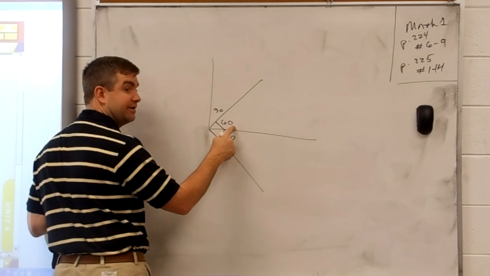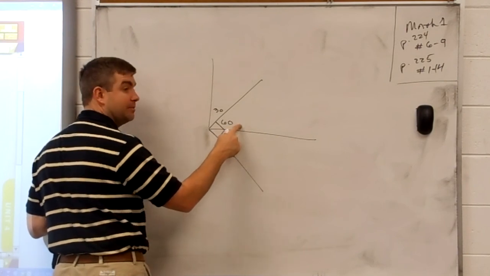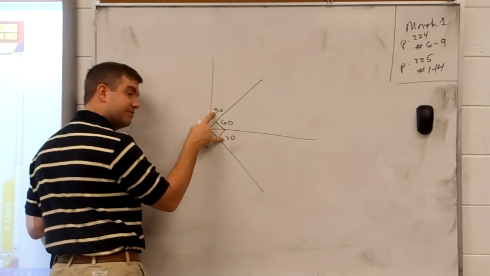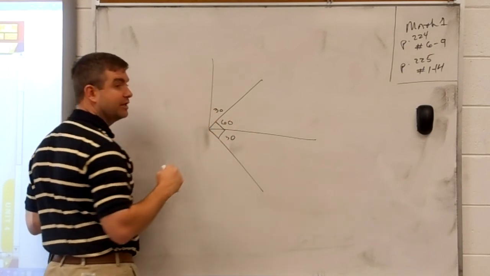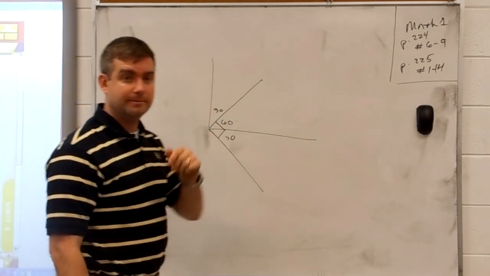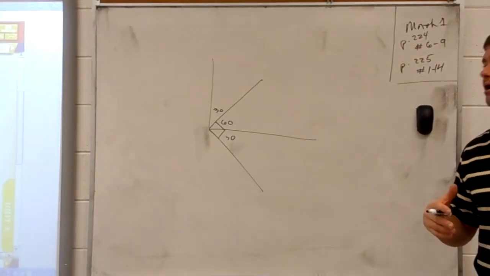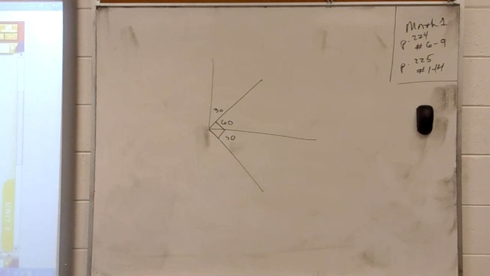This one's complementary to this angle. This one's complementary to this angle. And what happened? These two angles are what? They are congruent. 30 equals 30. So they are congruent. Okay? Those are the best examples that I can give you. As we do more and more examples in your book, you'll see some more and better examples.